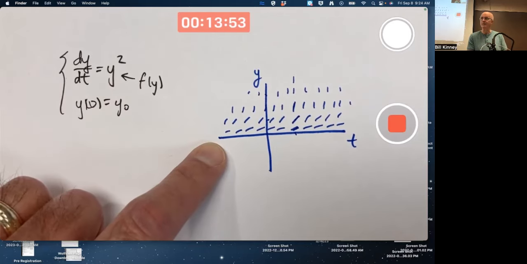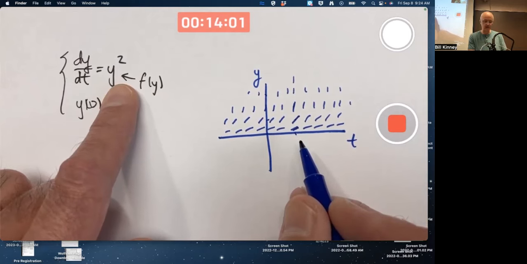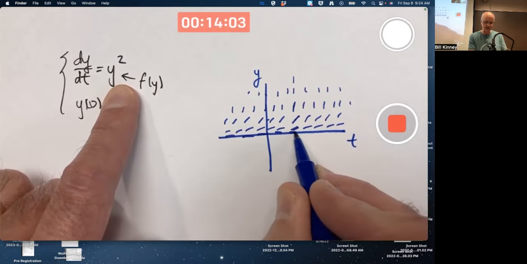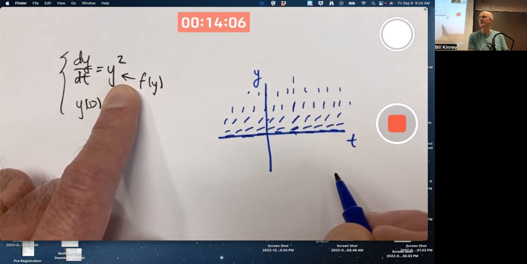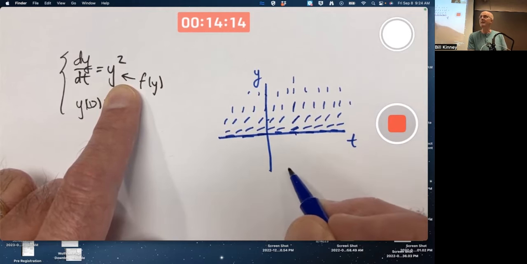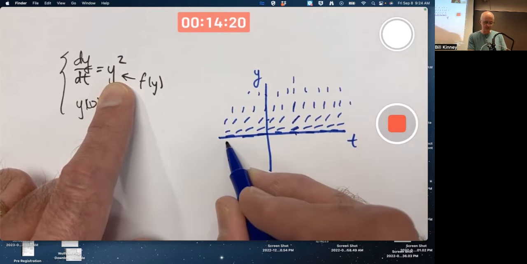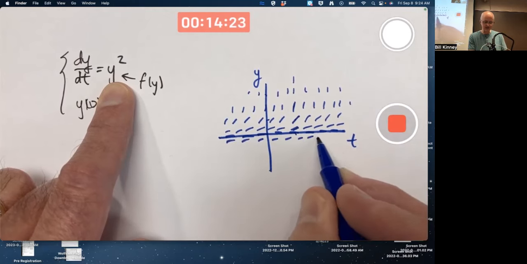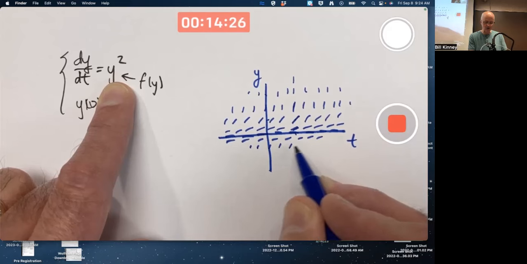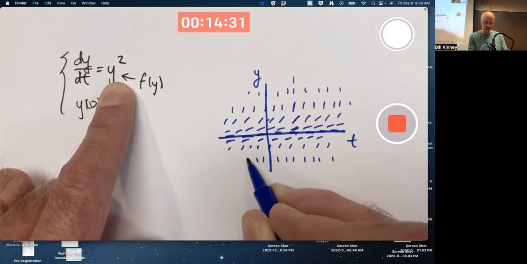What about when y is 0? That's the t-axis. Any point along there has a 0 y coordinate, 0 squared is 0. I get a bunch of horizontal lines along the t-axis. That must be a solution that's constant at y equals 0. It's called an equilibrium solution. When y becomes negative, since I'm squaring it, I get a positive slope still, close to 0 when y is slightly negative, and getting steeper as y becomes more negative. Something like this.